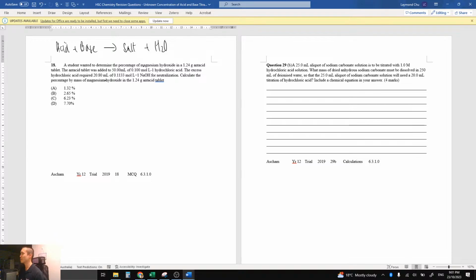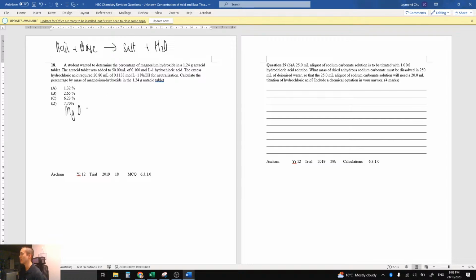A student wanted to determine the percentage of magnesium hydroxide in a 1.24 gram antacid tablet. The antacid tablet was added to 50 mL of 0.1 mol per liter hydrochloric acid. The excess hydrochloric acid required 20.8 mL of 0.1133 mol per liter NaOH for neutralization. Calculate the percentage by mass of magnesium hydroxide in the 1.24 gram antacid tablet. Okay, great. Let's start with our equation first. Always start with our equation.